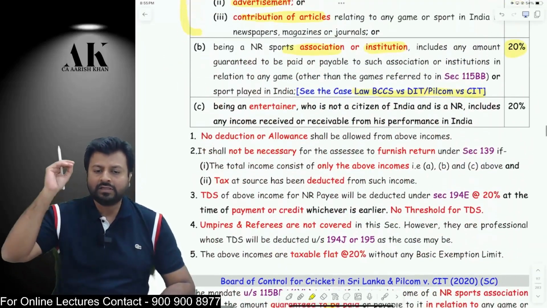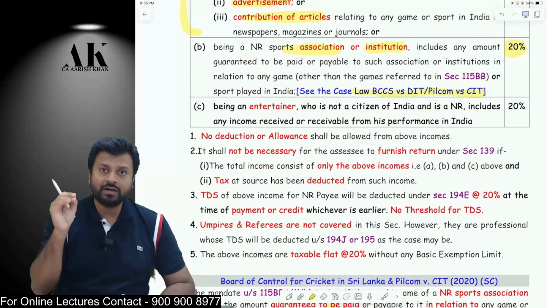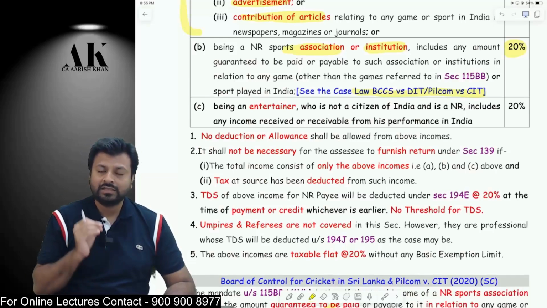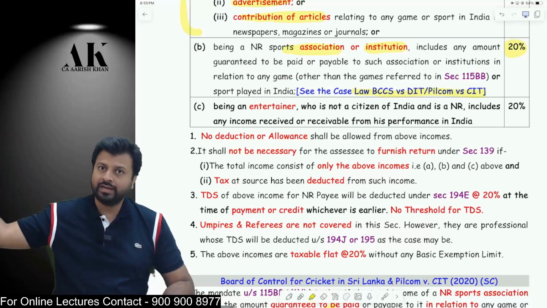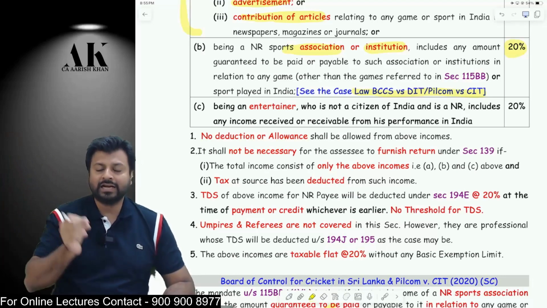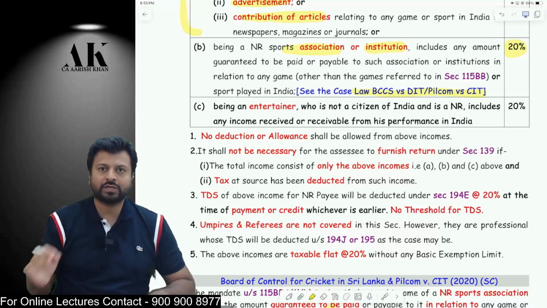Okay. If the cricket World Cup is held in India, then whatever income is earned in India, if it is paid to the ICC or to any other cricketing board of another country, then that will be deemed to accrue in India. That will be subject to 20% tax in India.